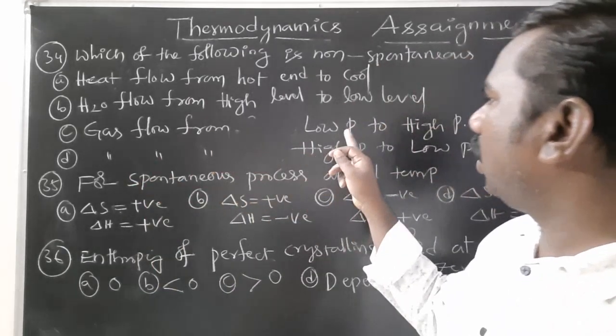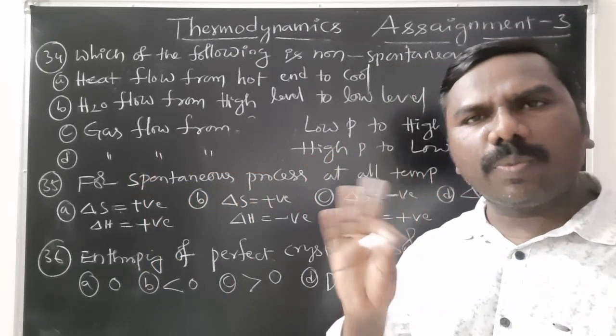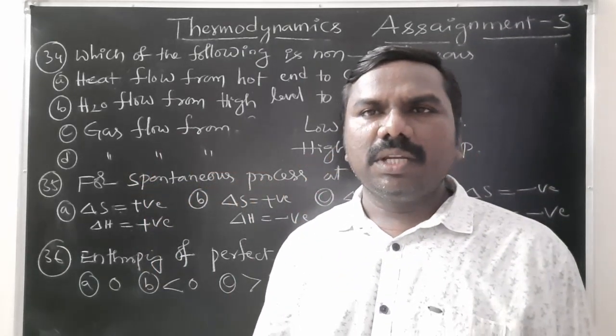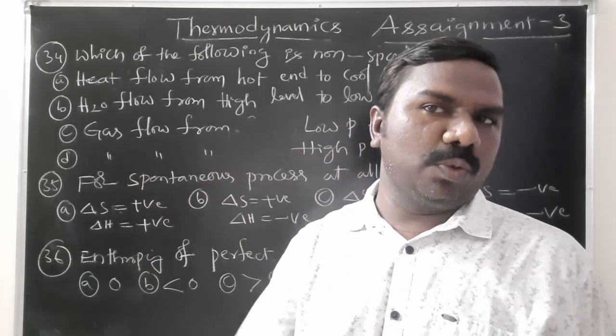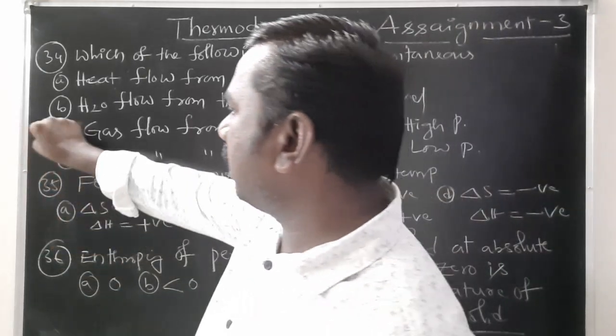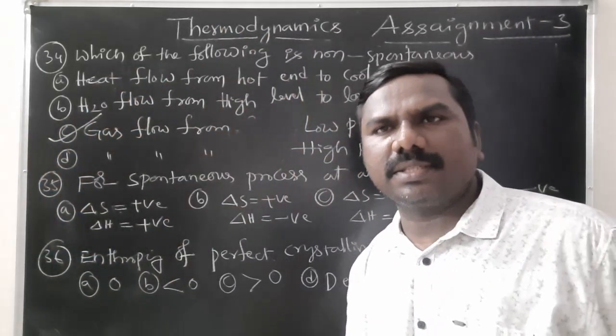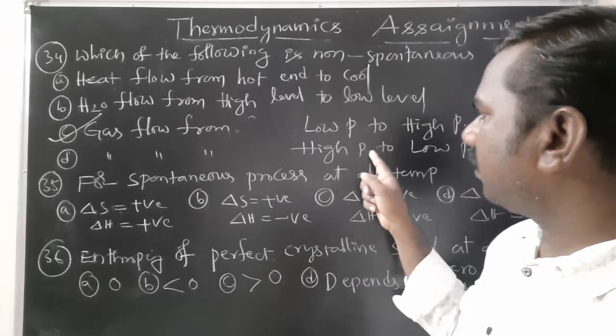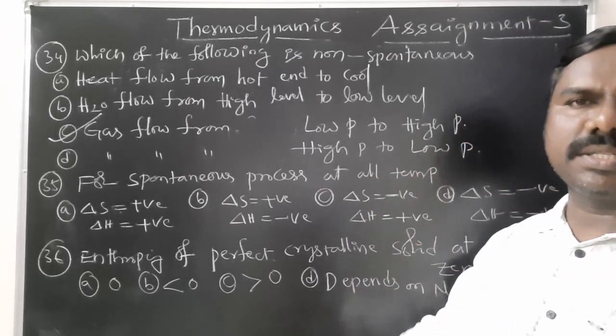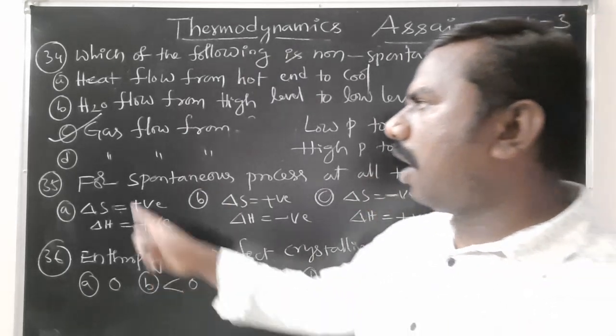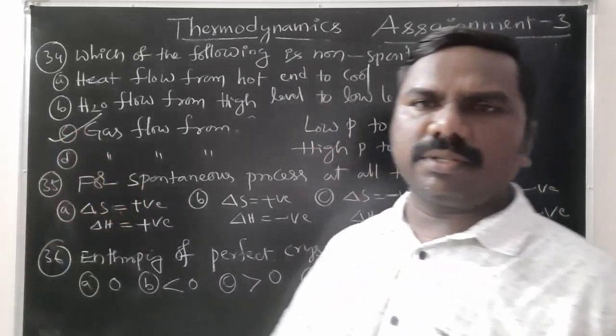Gas flow from low pressure to high pressure. Low pressure to high pressure, never. It should be from high pressure to low pressure. So that's why C is non-spontaneous. Gas flow from high pressure to low pressure, yes, it is correct. So option C is correct, students, for this question.